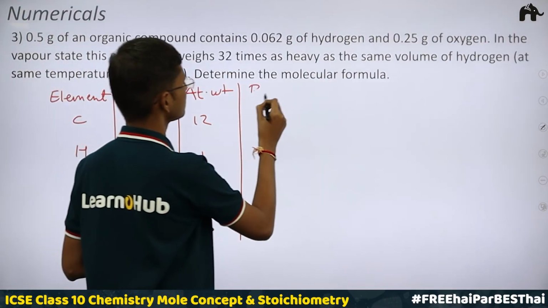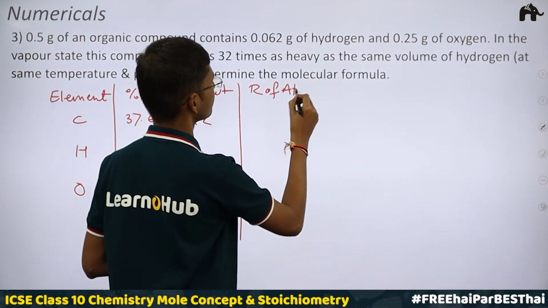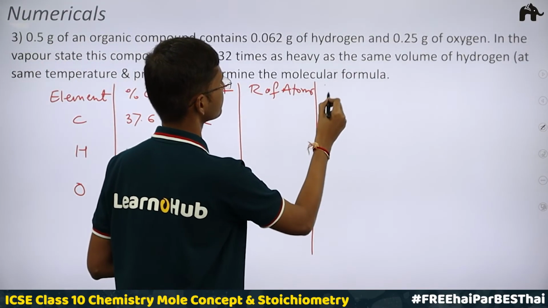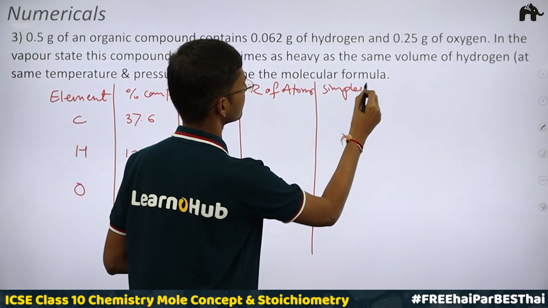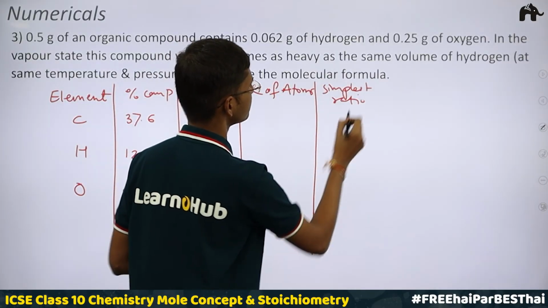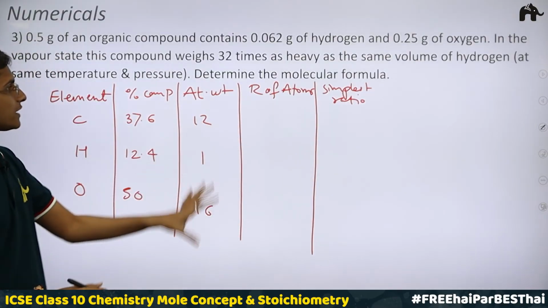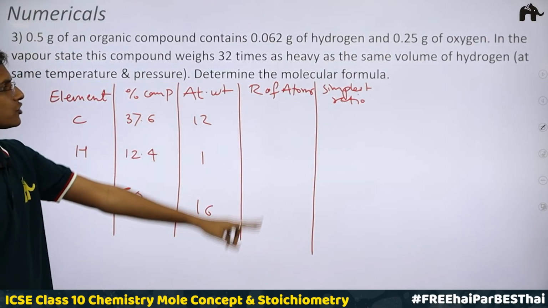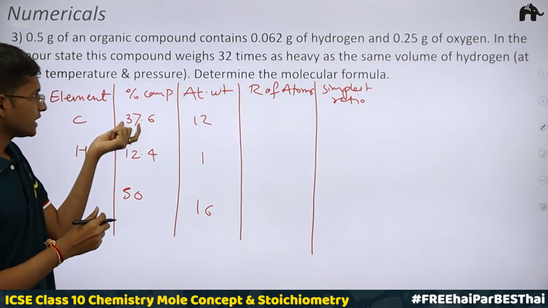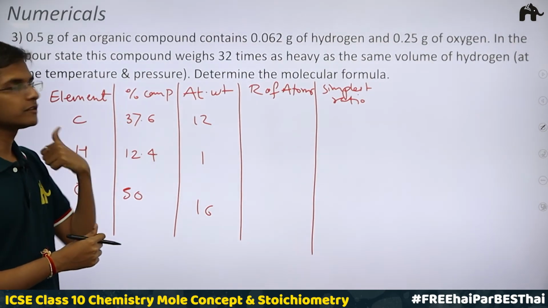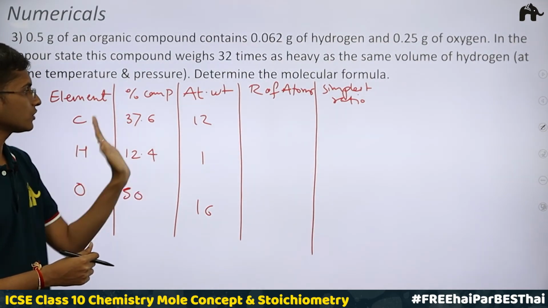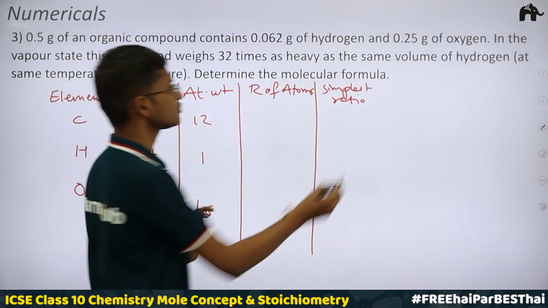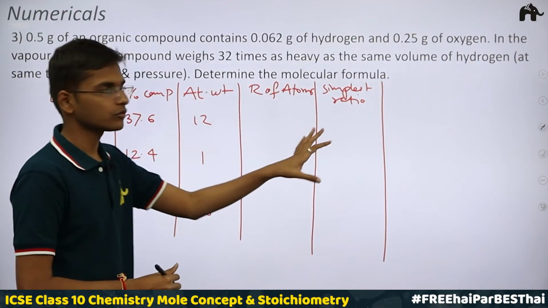Now next is to find the ratio of atoms and the simplest ratio, right? I hope now you are like a pro in finding out these things, ratio of atoms and simplest ratio. How to find the ratio of atoms? Just take the percentage by weight of the element divided by the atomic weight. You would get the ratio of atoms for all these elements. And then the simplest ratio also, you know how to find it out.